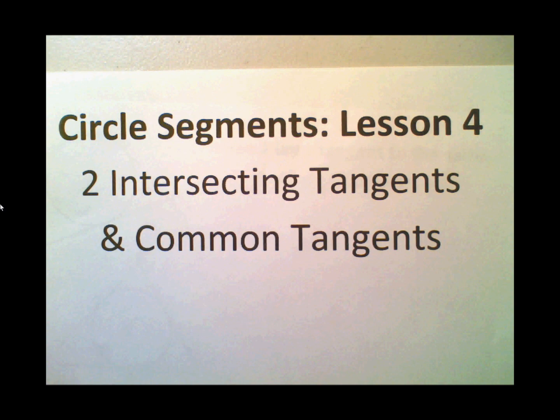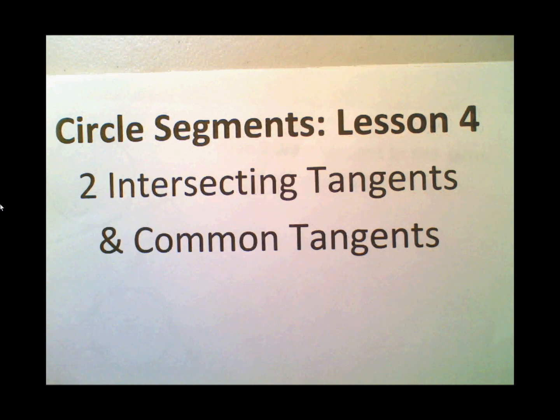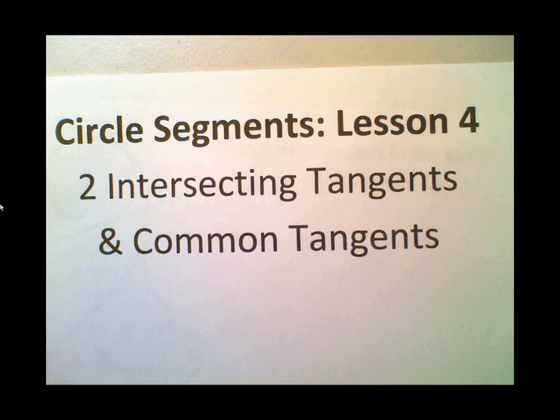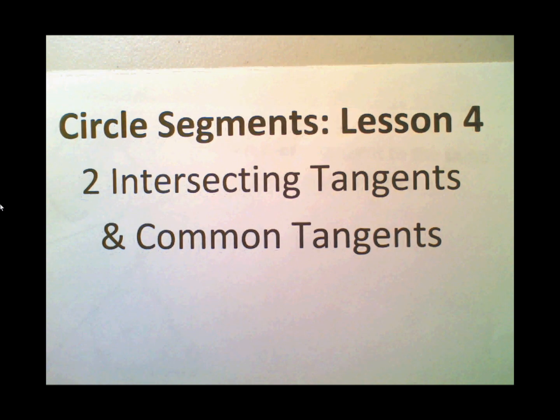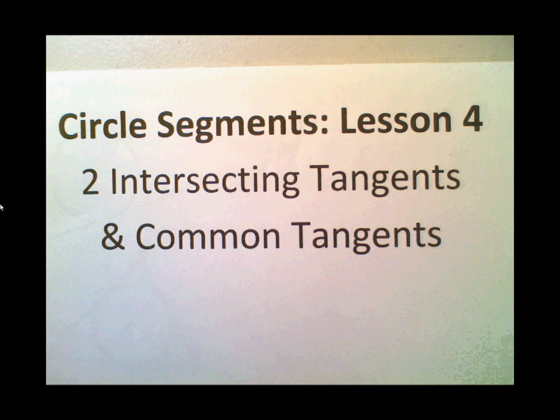Okay, today we're talking about circle segments. This is lesson number 4. It's called Two Intersecting Tangents and Common Tangent. I'm going to be talking about two different situations, but the first thing we're going to talk about, just like before with the secants and the chords, and the secant intersecting with the chord, with the tangent, is that we're looking for the line segment when we're talking about two intersecting tangents. So let's get going.